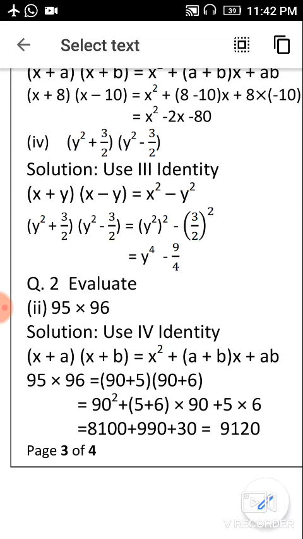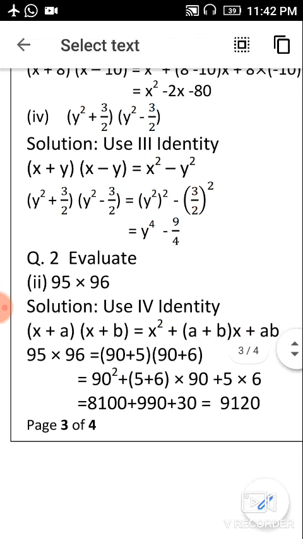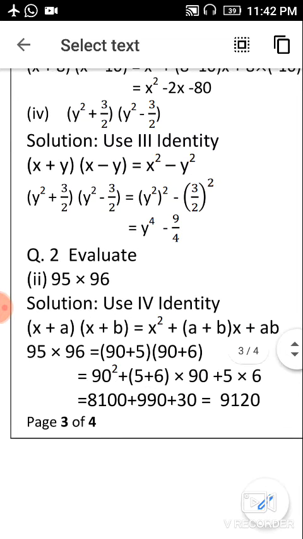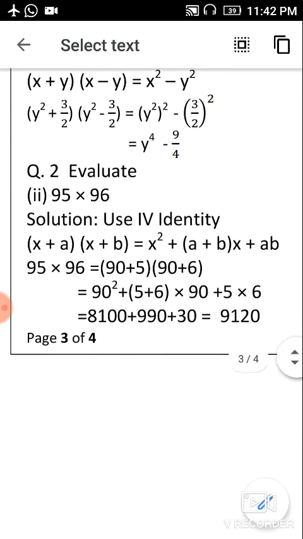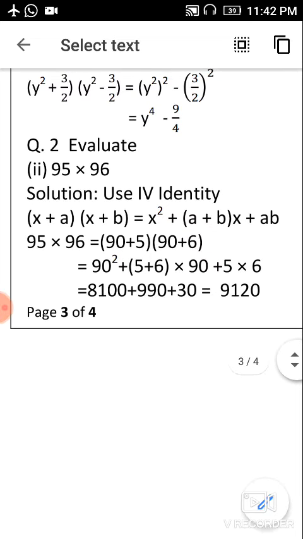Y square whole square: apply the laws of exponent. Which law of exponent? a raised to power m, whole raised to power n, equals a raised to power m into n. So that is y raised to power 2 into 2, which is 4, minus 9 by 4. Now question number 2: evaluate 95 into 96.